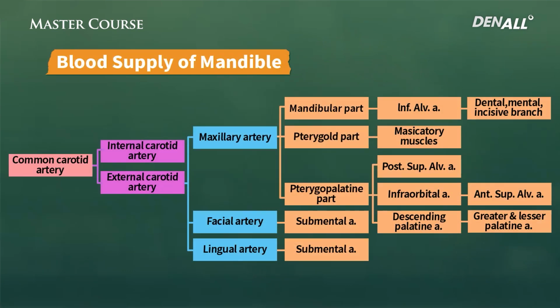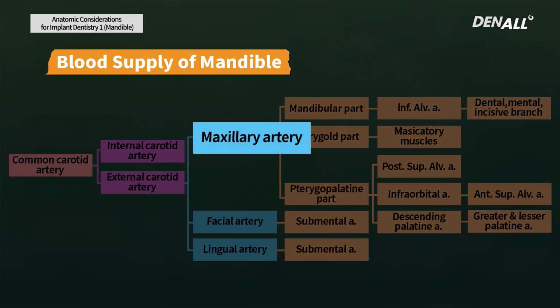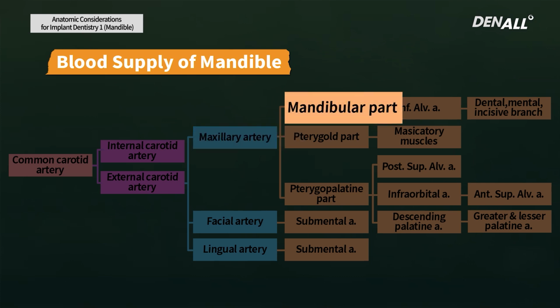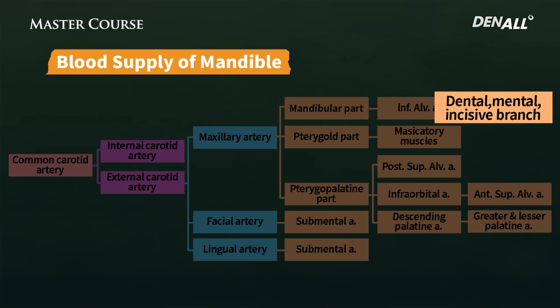Blood supply of the mandible: the external carotid artery, and from there the maxillary artery. From here, there are three parts. From the mandibular part, the inferior alveolar artery comes out. From there, the mental and incisive arteries are branched.